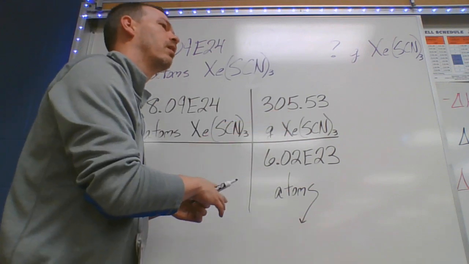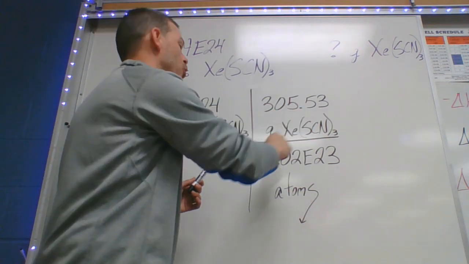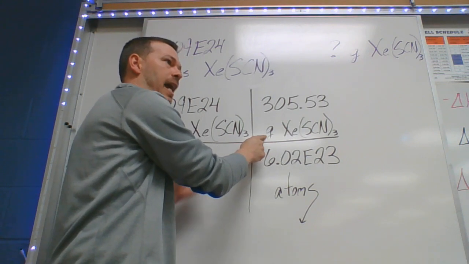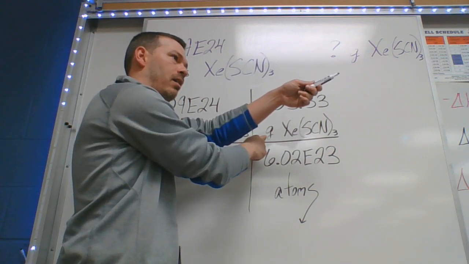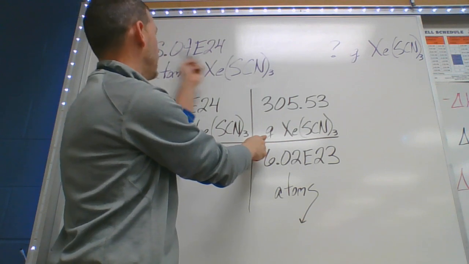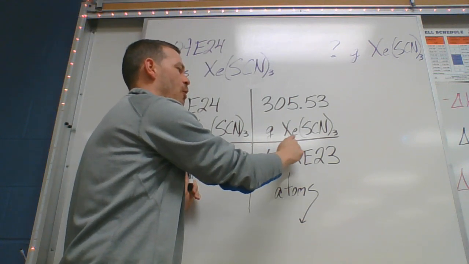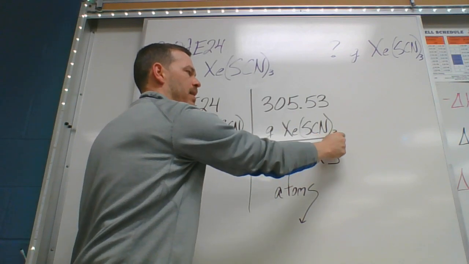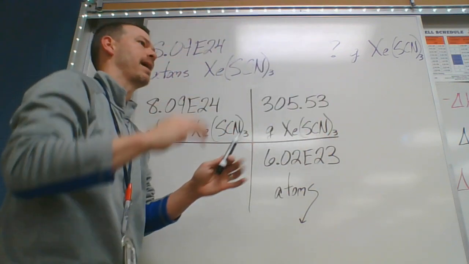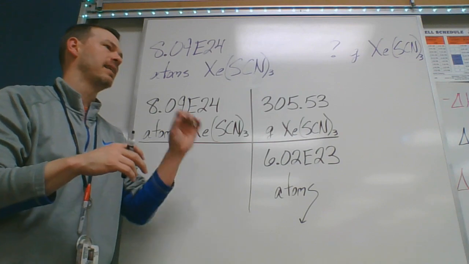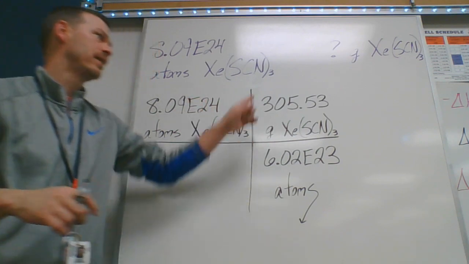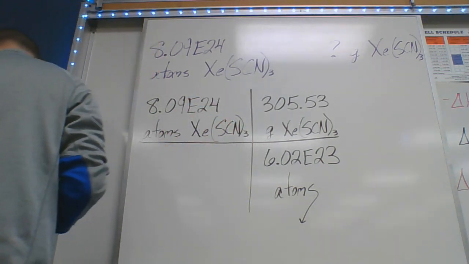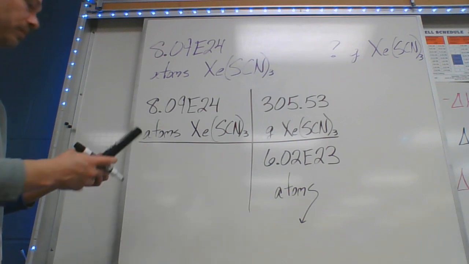Which number? The 305? So since grams is in the square, it's periodic table. Do you agree? So periodic table is based off that 3. So therefore, this is 1 xenon, 3 sulfurs, 3 carbons, and 3 nitrogens. I just added up those masses. Xenon plus S 3 times, C 3 times, N 3 times is that number. You're wrong. I'm right. Oh my god. I'm so wrong.